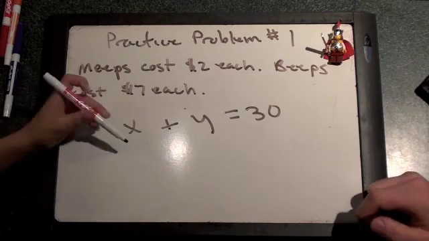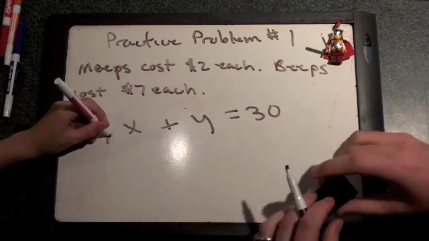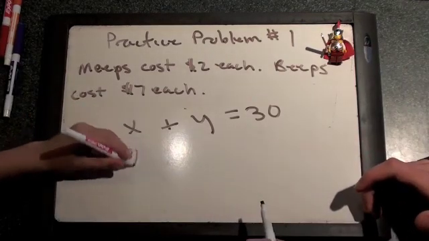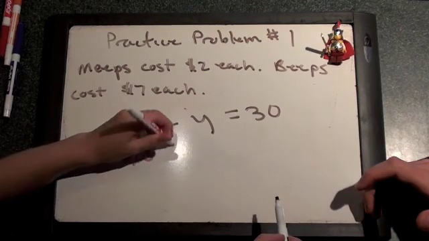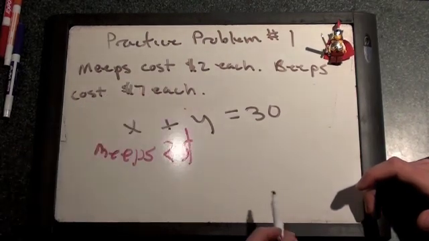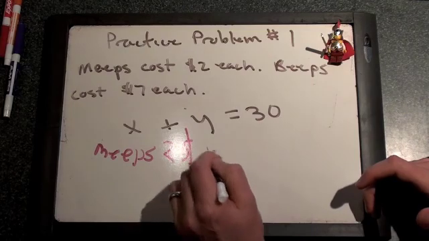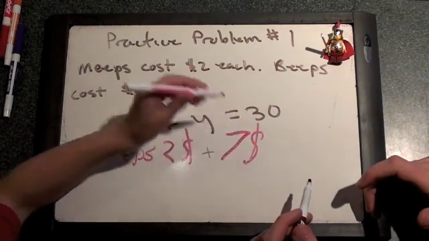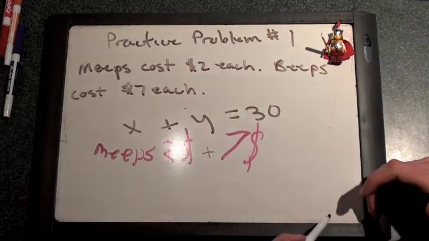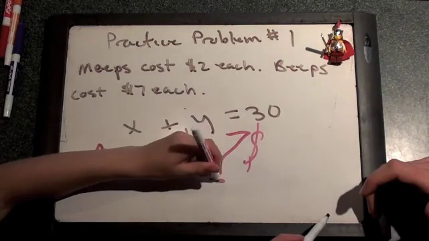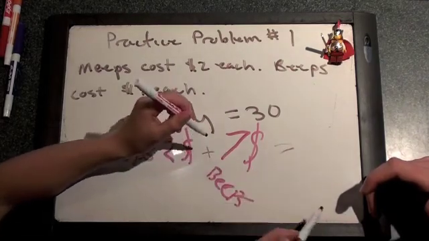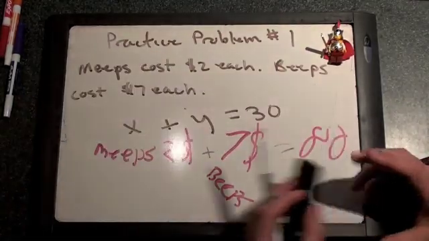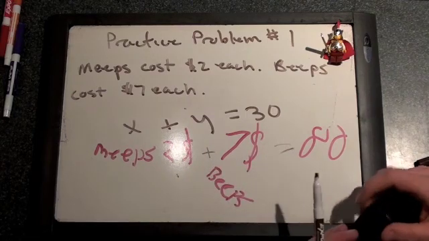It all cost $80. So how much does a meep cost? A meep costs $2. So that tells us meeps times $2 plus beeps times $7 equals what? How much money did we spend? 80. So we know that $2 for the meeps and $7 for the beeps is equal to 80.